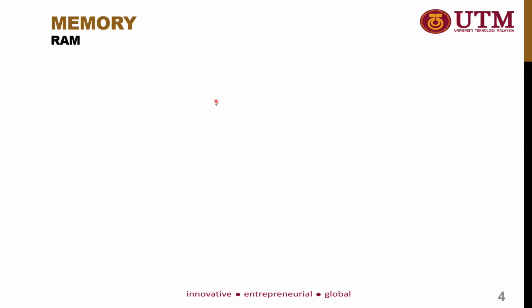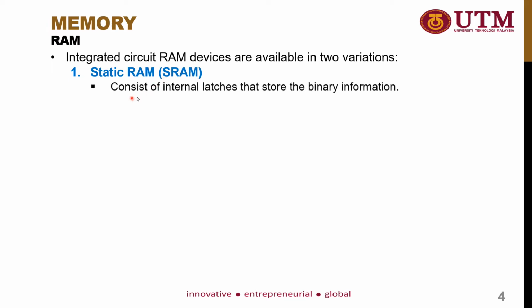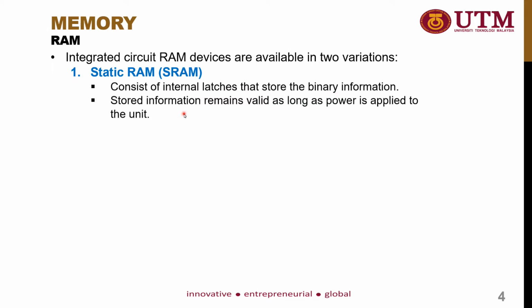Next, what are the variations of RAM? Integrated circuit RAM devices are available in two different variations. The first variation is the static RAM. So what is a static RAM? Static RAM consists of internal latches that store the binary information. The stored information remains valid as long as the power is applied. So as long as power is applied, the data will be retained.